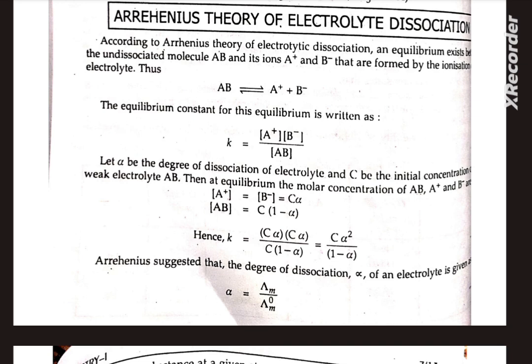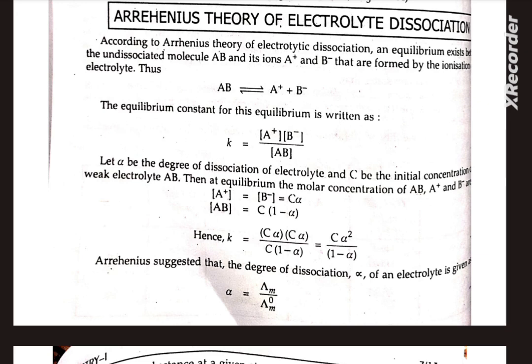Let alpha be the degree of dissociation of the electrolyte and C be the initial concentration of the weak electrolyte AB. Then at equilibrium, the molar concentrations are [A+] equal to [B−] equal to C alpha, and [AB] equal to C(1 minus alpha). Hence, K is equal to C alpha into C alpha divided by C(1 minus alpha), which is equal to C alpha square divided by (1 minus alpha).